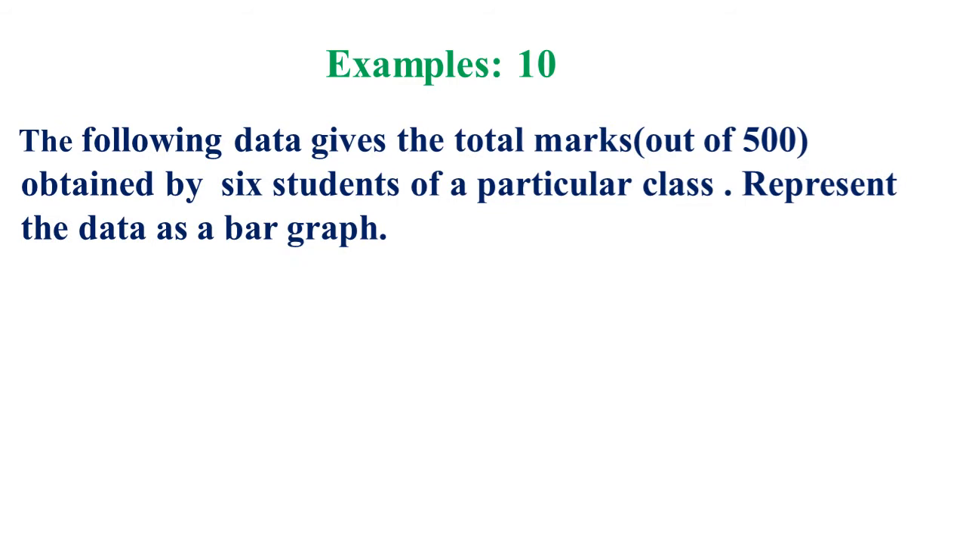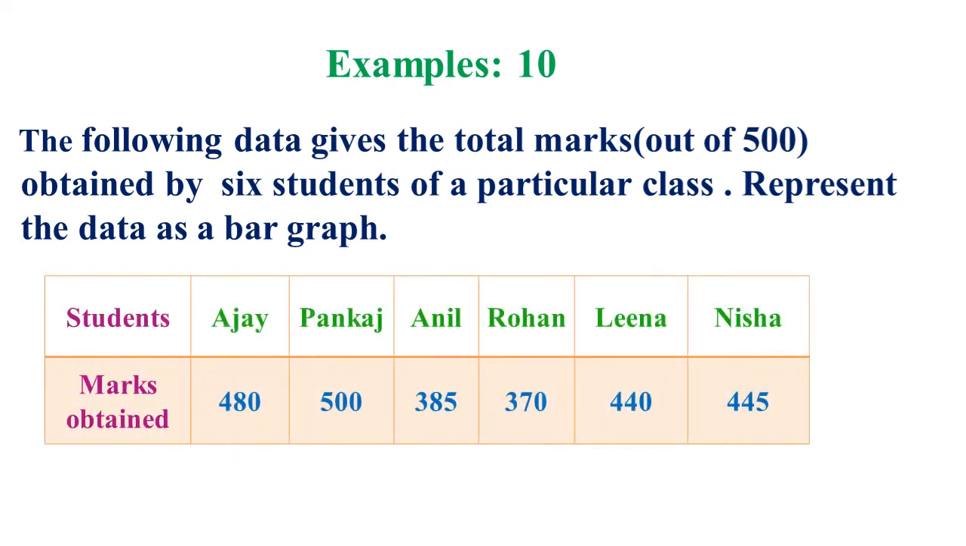Let's see example 10. The following data gives the total marks out of 500 obtained by 6 students of a particular class. Represent the data as a bar graph. Here is the given data. First write a title explaining what is being represented: Marks obtained by 6 students.